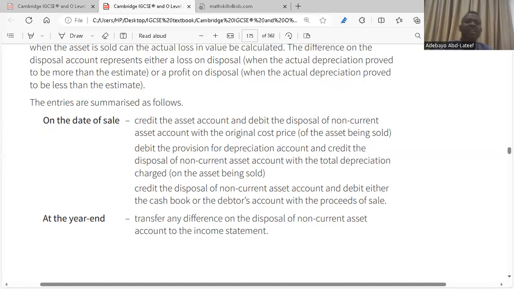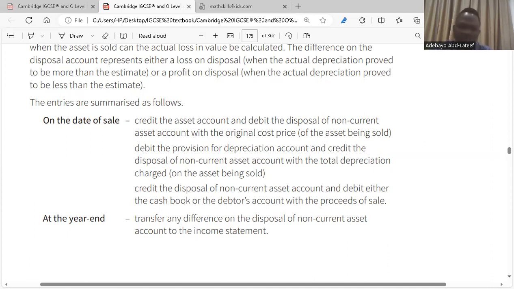Now you go to the provision for depreciation account. You debit the provision for depreciation account and you credit the non-current asset disposal account with the amount accumulated. It's not the 25,000, it's the amount after the depreciation. Is it clear now? Yes.